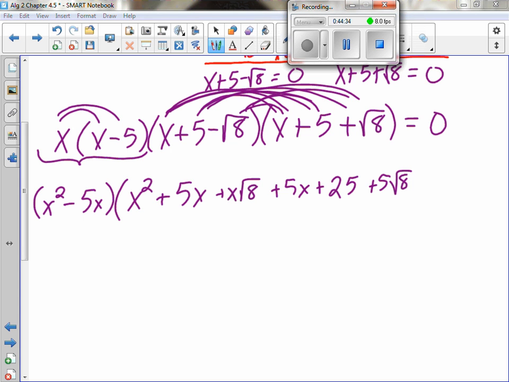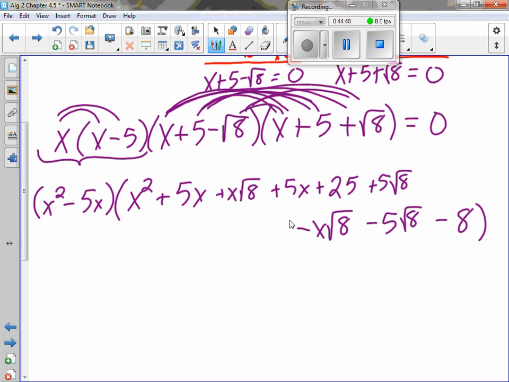So when we multiply through this here, we would end up getting, I'm going to run out of room, negative x square root of 8, negative 5 square root of 8, and then minus 8, because our negative square root of 8 times square root of 8 would give us just 8, because it's the negative square root of 8 squared. At this point here, we can combine like terms.